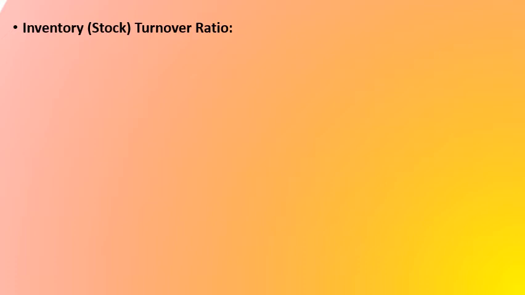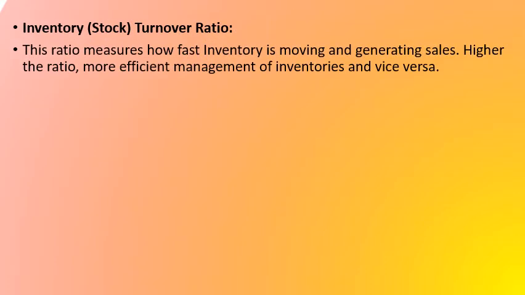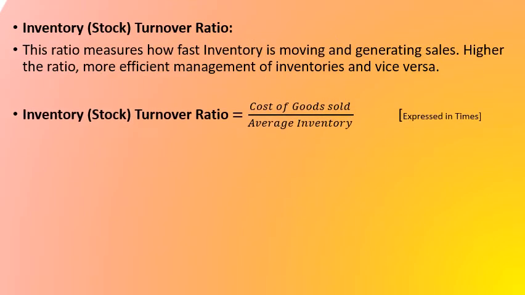Now the inventory turnover ratio. Inventory turnover ratio shows how fast inventory is moving, generating the sales. The higher the ratio, the more efficient the management of inventory, and vice versa. That is the inventory turnover ratio. The formula is cost of goods sold divided by average inventory. It is expressed in terms of times.